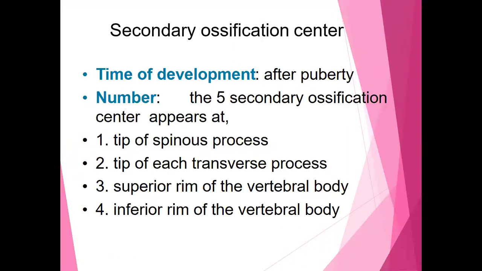Secondary ossification: initially there were 3, now there will be 5. Time of development: after puberty, the 5 secondary ossification centers appear. One for the tip of the spinous process, one for the tip of each transverse process, the superior rim and the inferior rim.